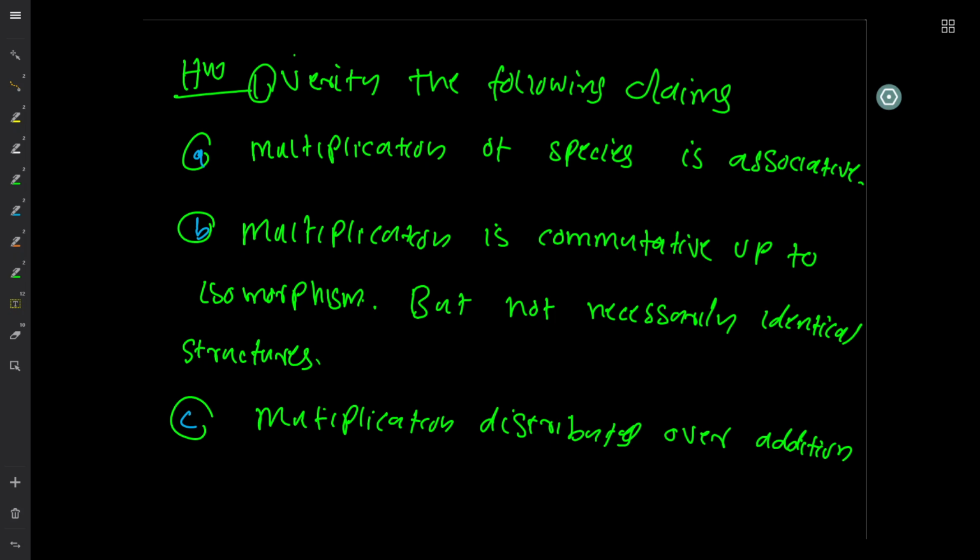So if A, B and C are species, then (A · B) · C is equal to A · (B · C). So prove this or verify this. Then the second is that multiplication is commutative up to isomorphism. Okay? In the sense that if I take two structures F and G, then F · G may not be identical to G · F, but they are isomorphic.